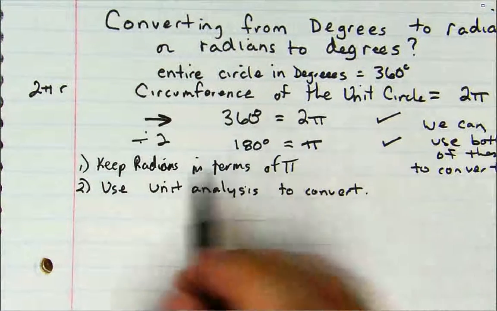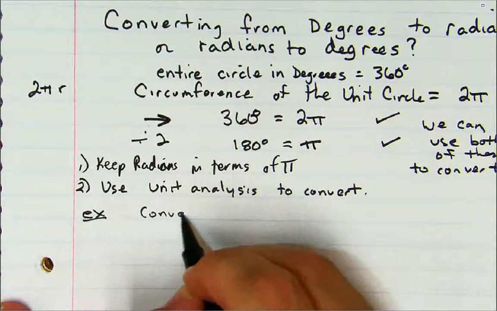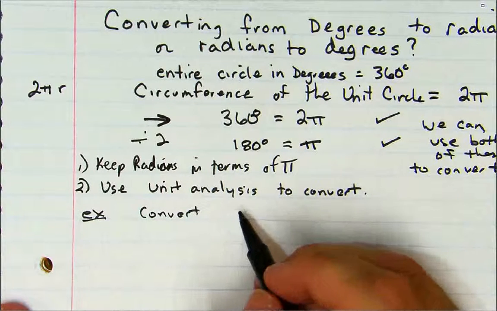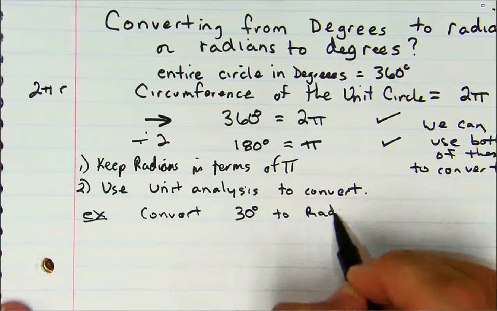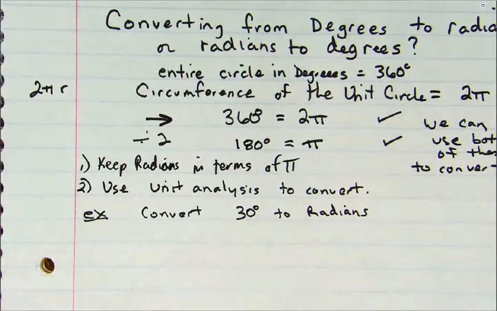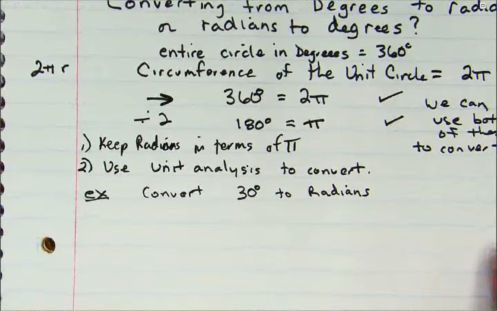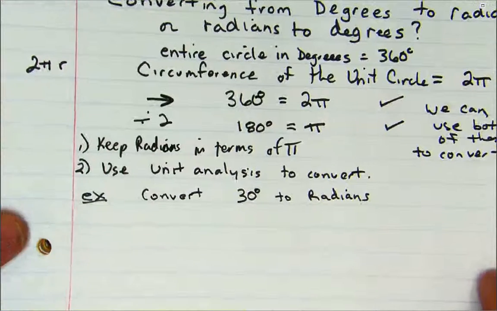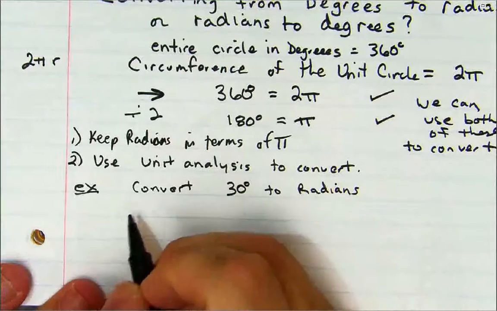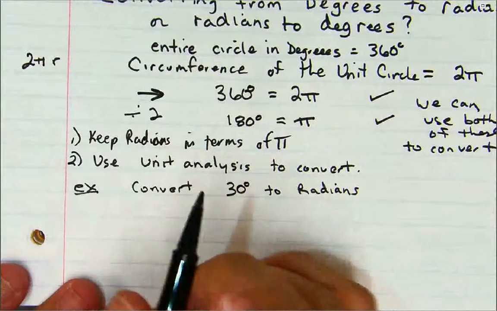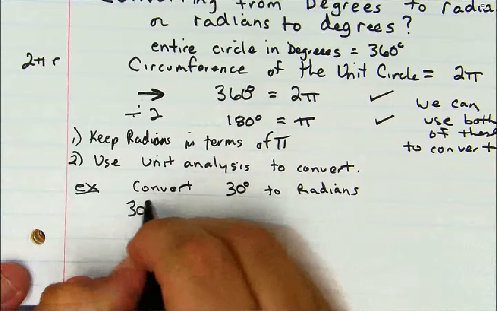Now, here's an example. Convert 30 degrees to radians. Hopefully you start to see a theme of what angles we're going to actually convert to radians to start with. All of them special angles. Now, here's what I would say. We're in degrees, right? We don't want degrees, we want radians. So we're going to start 30 degrees.